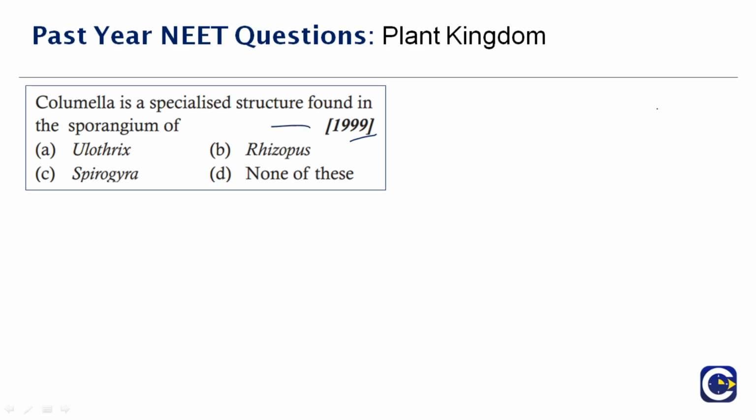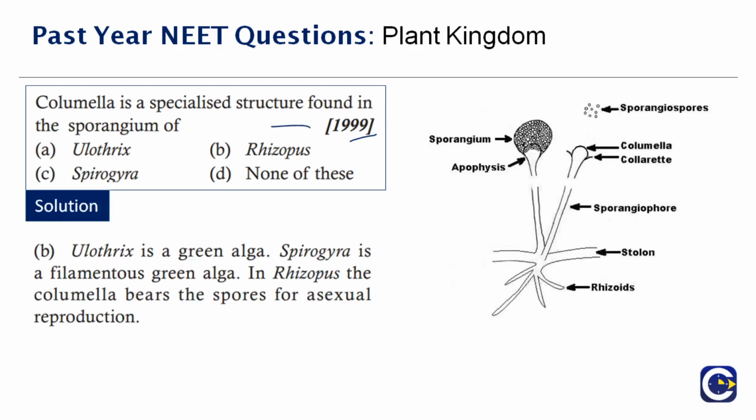For this you need to see the diagram to your right side. You should first know what columella is. Columella can be described as a sterile dome-shaped structure found at the tip of the sporangiophore. You can see the sporangiophore here, and you find the columella at the tip. This columella functions for nutrient exchange between the active protoplasm below and the nutrition for developing spores. So this is the function of columella.